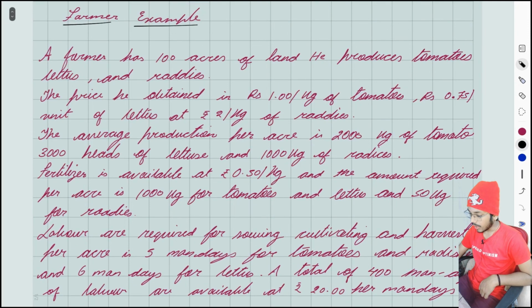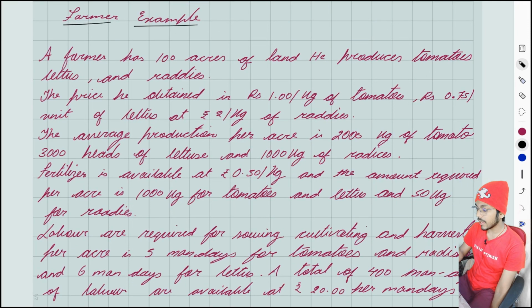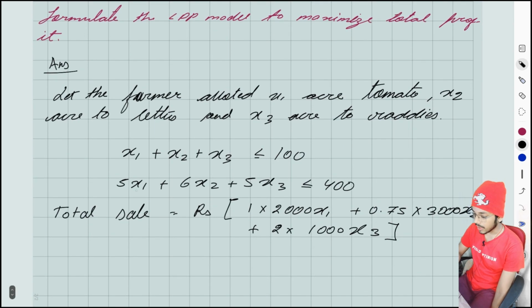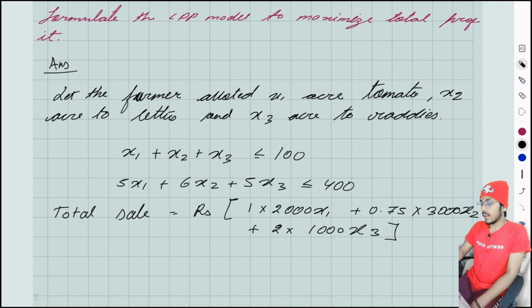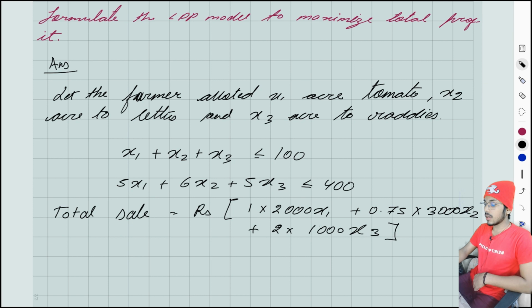See, as in the question it is written, the average production per acre is 2000 kg of tomato, 3000 heads of lettuce and 1000 kg of radishes. As it is written here, I am underlining it for you. So, if there are x1 acres of land, then how much amount of tomatoes will be produced? Per acre is 2000, then x1 into 2000 is the total.